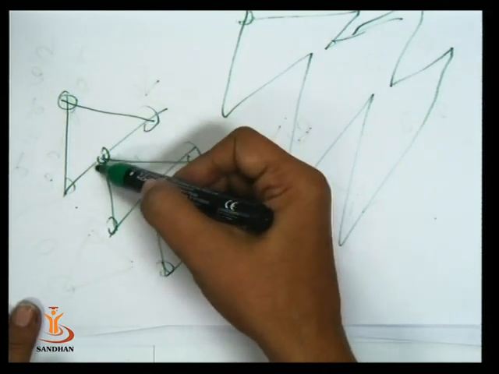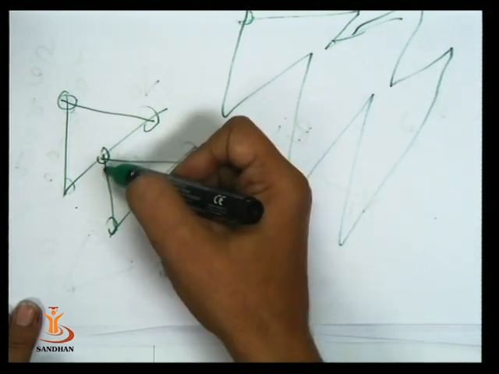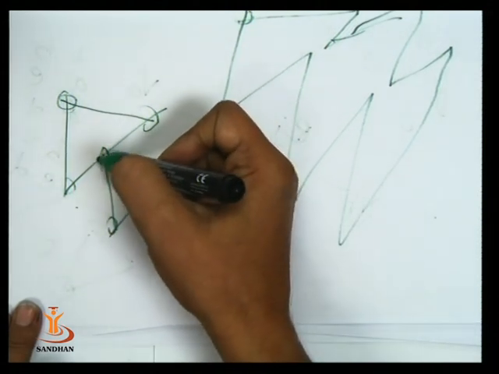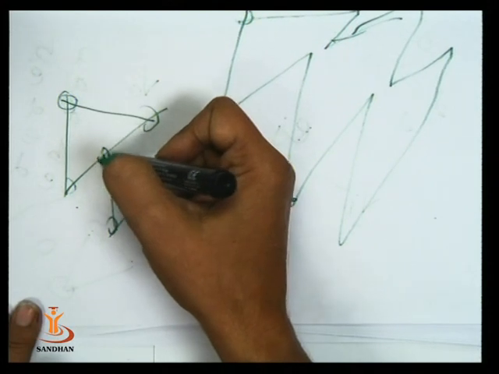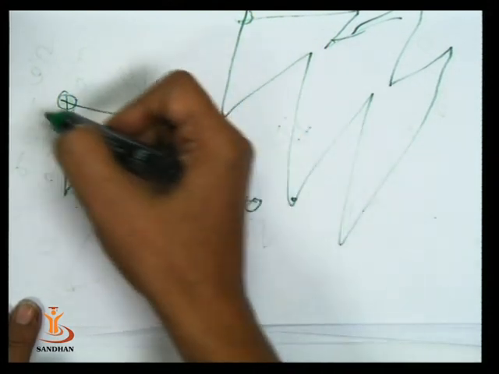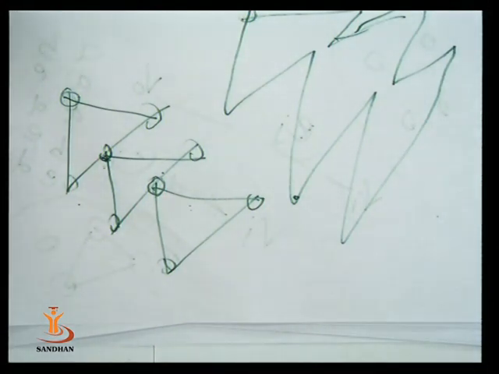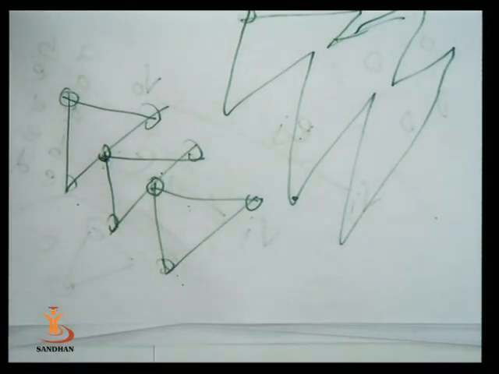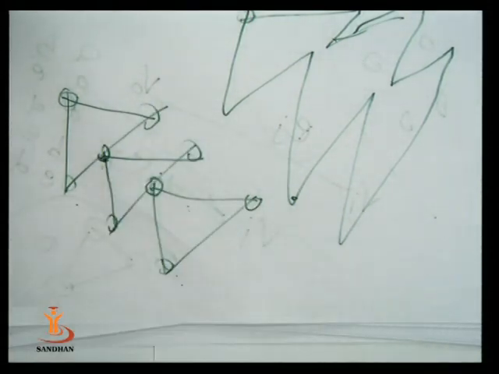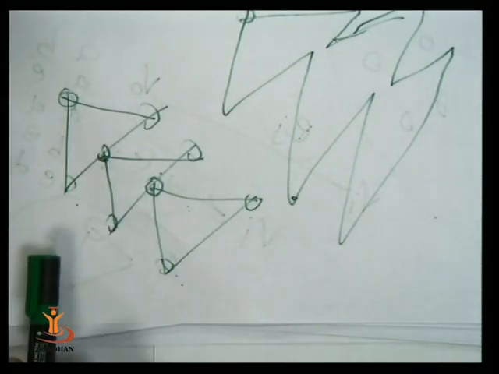The degree of this vertex is 4. Why? Because 4 edges are incident on this vertex, and 4 is also even. So this vertex also has even degree. All degrees are even, so this graph is an even graph, and it is also a Euler graph. A Euler graph is a connected graph in which the degree of each vertex is even. So even graph. Now what is an odd graph?